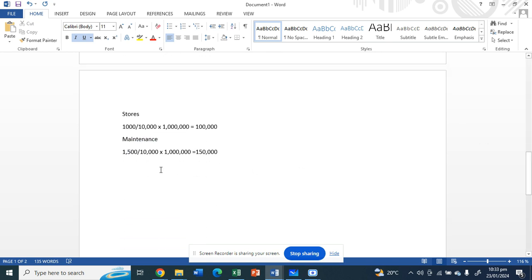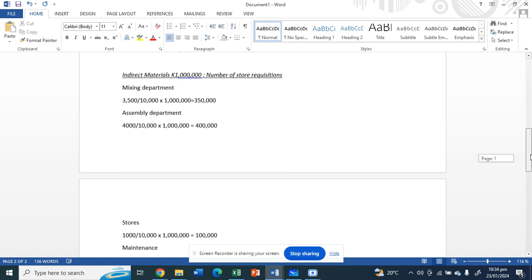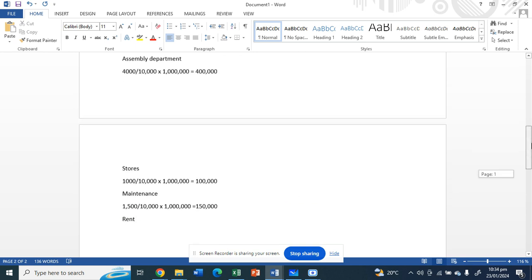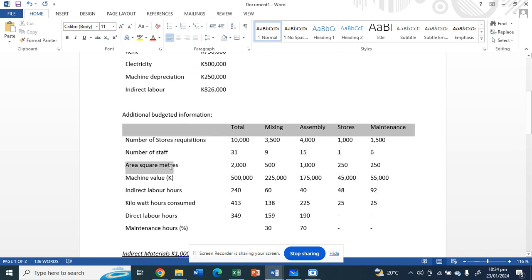Okay, next is rent. Remember, colleagues, the reason why we're doing all of this work is because we want to find our overhead cost per unit, which is called our overhead absorption rate. This is why we are doing all of this. So for rent, we'll use area in square meters. It looks like the most logical basis of reapportionment.